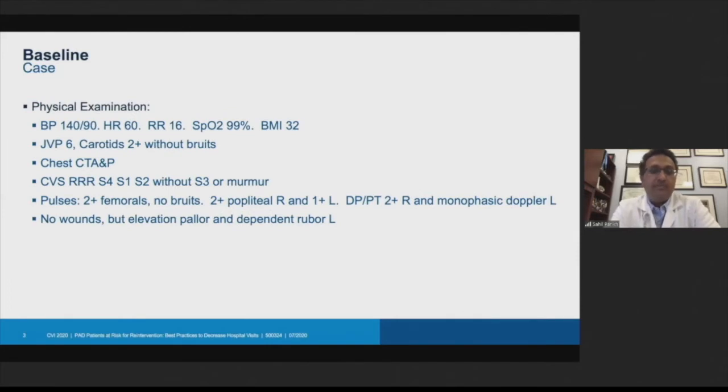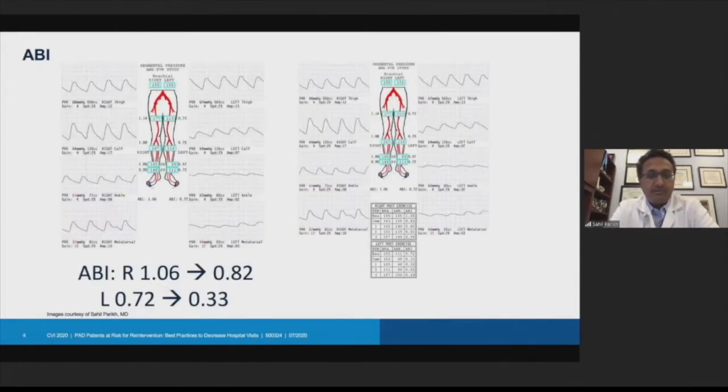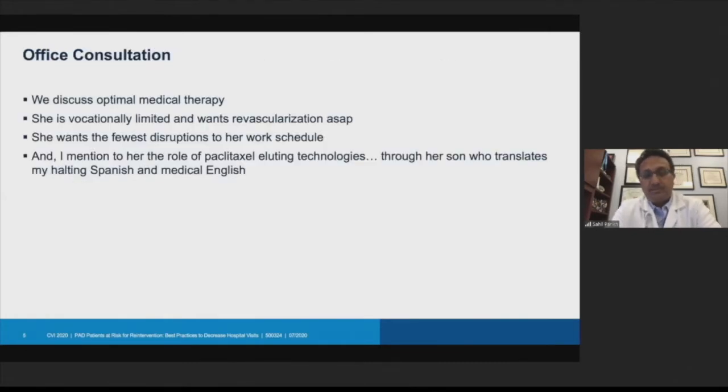Her physical exam was notable for hypertension that was not perfectly controlled and diminished distal pulses. And this was her exercise ABI. On the left, you'll see the resting ABI with the left-sided ABI of 0.72 and with diminished waveforms. With exercise, the left-sided ABI drops to 0.33. There's also some claudication physiology with relatively mild disease on the right side. And so this is the typical patient that I see here.